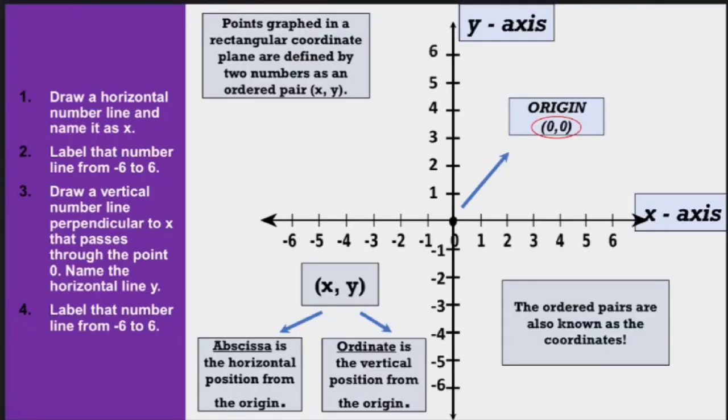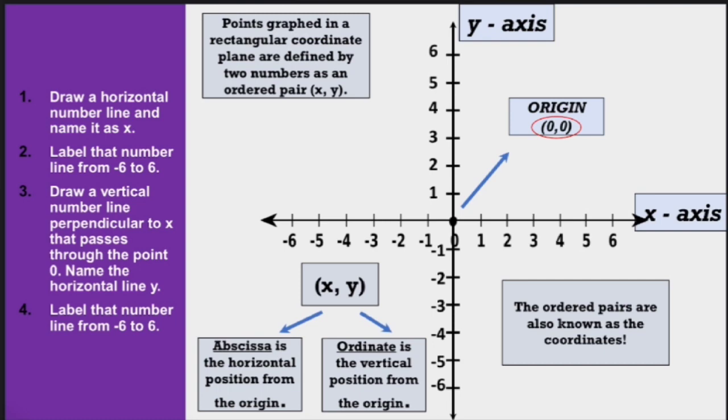To put into perspective, what you're seeing on your screen right now is the complete image of what the rectangular coordinate system looks like, and the parts and details that are important to it. If you have your paper with you, I would like to suggest that you try to do this also on your own. So you can draw a horizontal number line and name it x, or the x-axis.